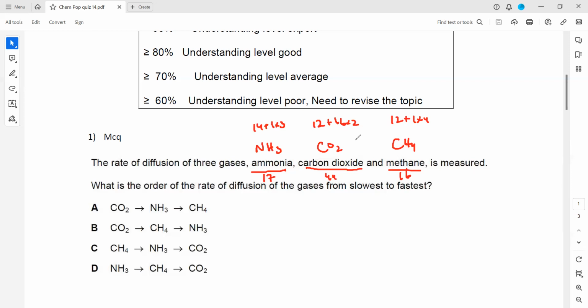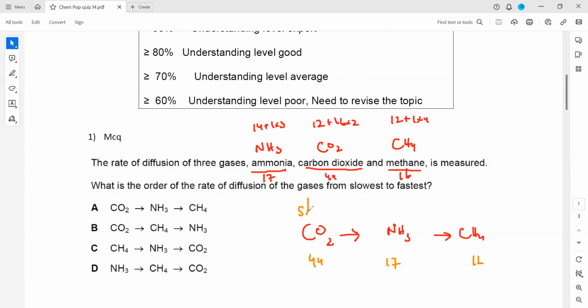So we have to select the slowest to the fastest. So which one will be the slowest? The one which is heavy will move slower. So first it will be carbon dioxide, CO2. Then it will be ammonia because 17 is there. At the last, it will be methane, which is the lightest. So 44, 17, and 16.